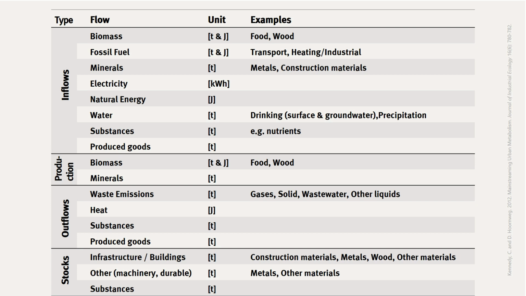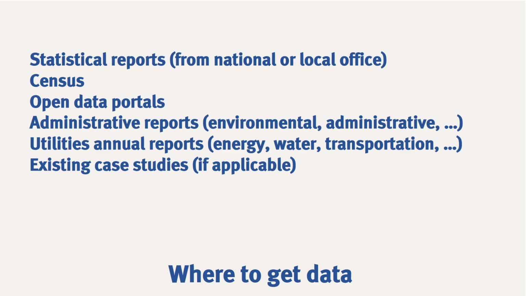Another example would be to describe the building material stock of your city through its construction materials such as metals, wood, or plastics. Here is where you can typically find data for this methodology. It can go from statistical reports, census, open data portals, administrative reports coming from environmental or urbanization administrations, utility reports coming from energy, water, and transportation companies, and then existing case studies if this is possible.